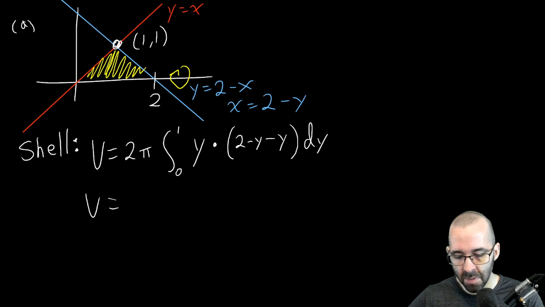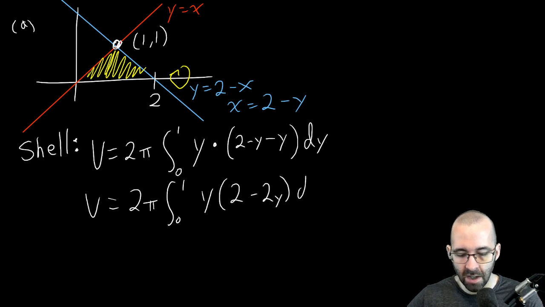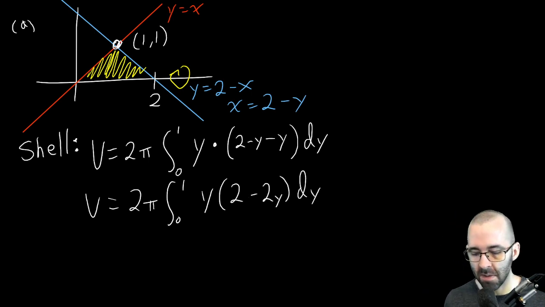We can clean this up a little bit. 0 to 1 of y times 2 minus 2y. You could clean it up some more, but we don't need to. That's not the point of this video.